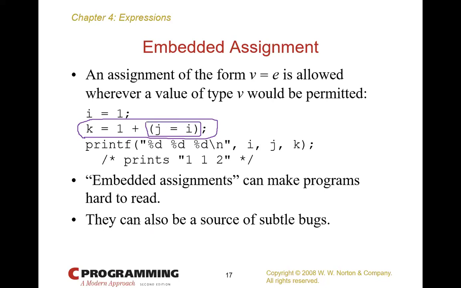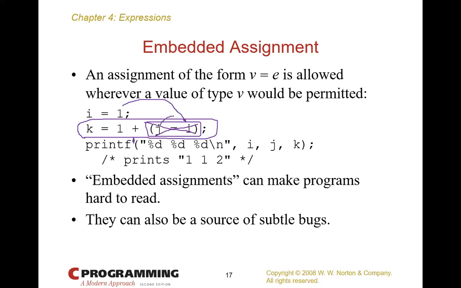So what is going on? We have k is equal to 1 plus j, where j is equal to i. What is i? i is 1. So clearly j is equal to 1. So we replace this with 1. This expression is equal to 1.